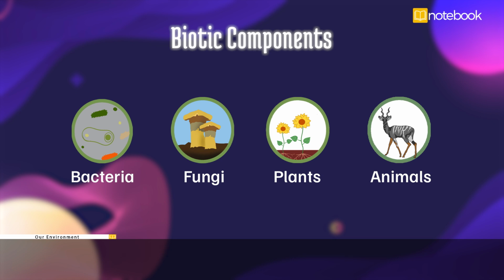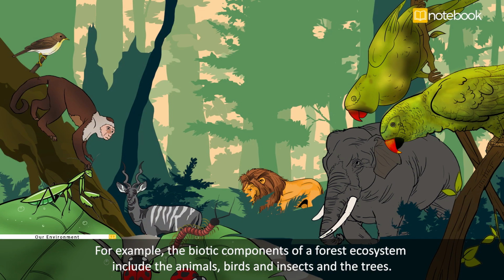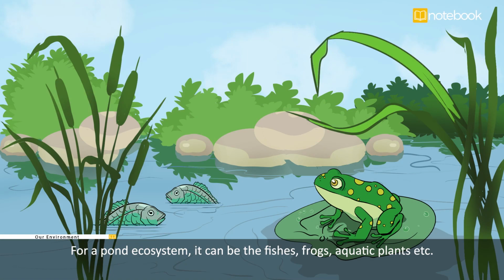Biotic components are the living components of an ecosystem, and all living organisms living there fall under this. For example, the biotic components of a forest ecosystem include the animals, birds, and insects, and the trees. For a pond ecosystem, it can be the fishes, frogs, aquatic plants, etc.